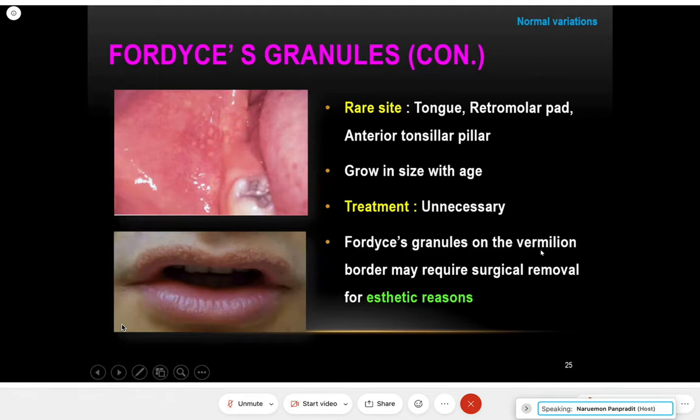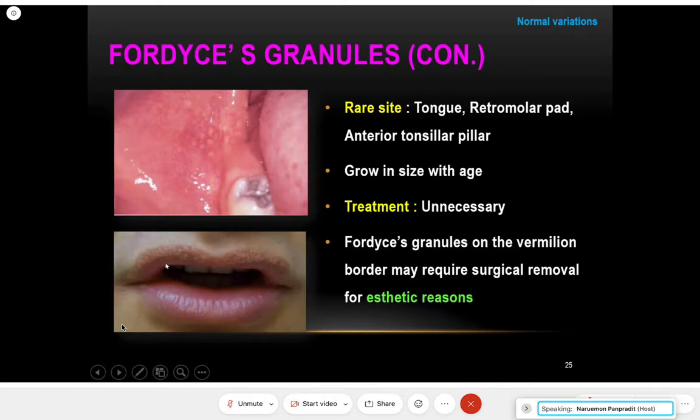And they can gradually grow with age. However, it's not a very big size. It's still about 1 to 3 millimeters. But when you compare to oneself, there's a little gradual growth with the age change. And sure, there's no need for treatment.